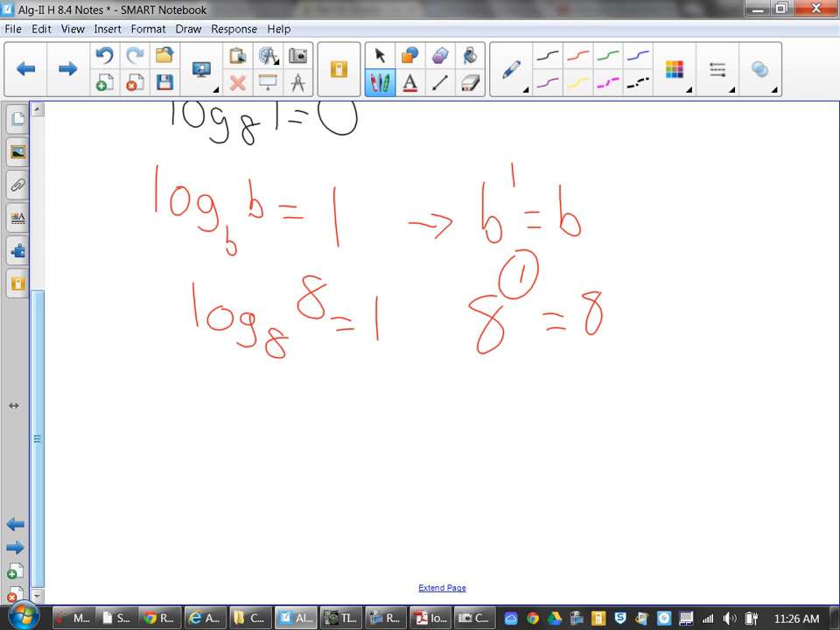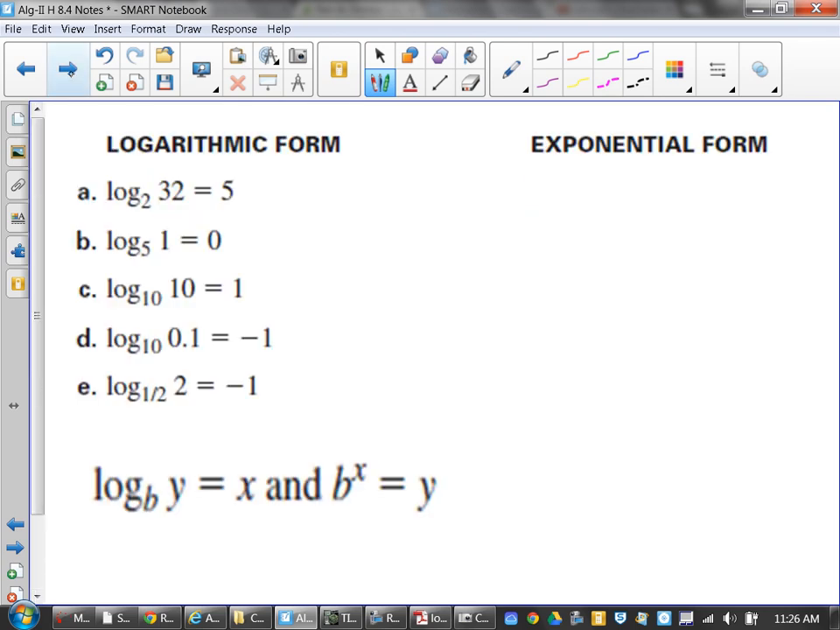So yeah, we got these 2 really easy properties. Does that make sense so far? So what I want to do now is rewrite. I'm going to go between log and exponential form. I want to get the practice of being able to do that, because the better you get at rewriting them back and forth, the easier this all becomes. Let's do these one at a time.